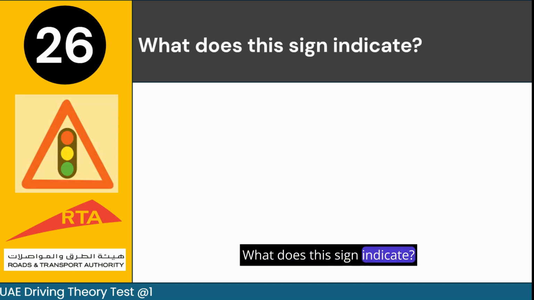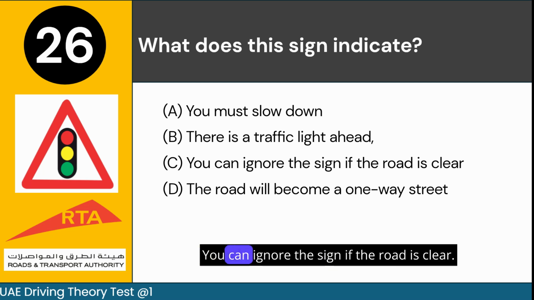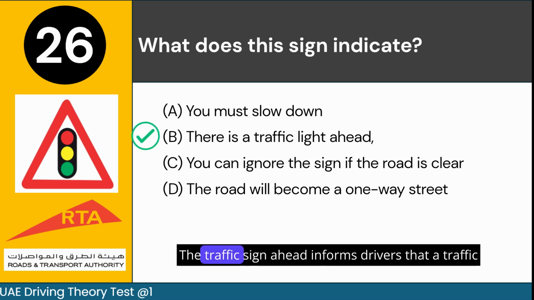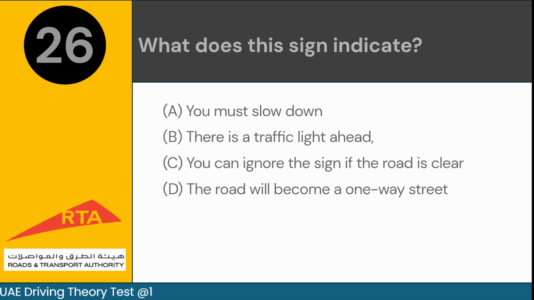What does this sign indicate? A. You must slow down. B. There is a traffic light ahead. C. You can ignore the sign if the road is clear. D. The road will become a one-way street. Answer: B. The traffic light ahead sign informs drivers that a traffic light is approaching, and they should be ready to stop or proceed according to the signals.